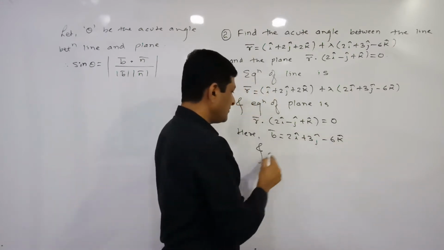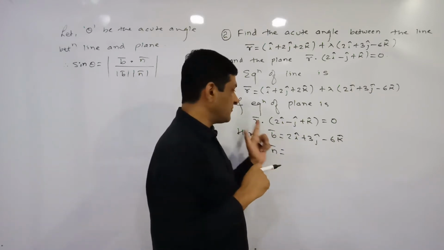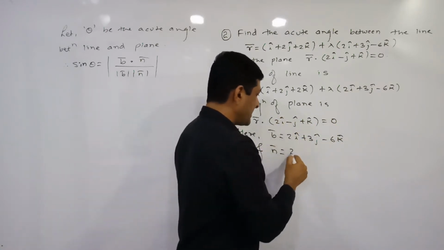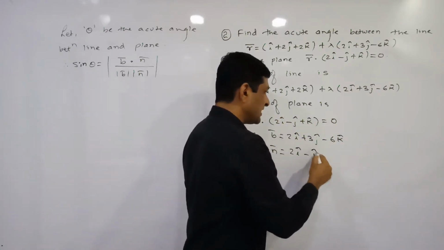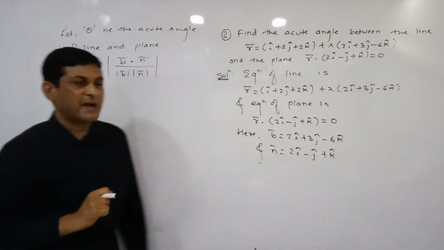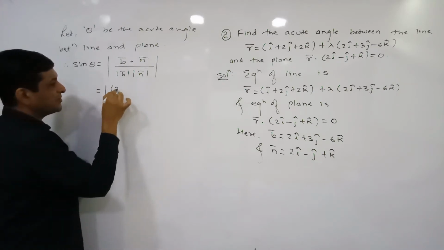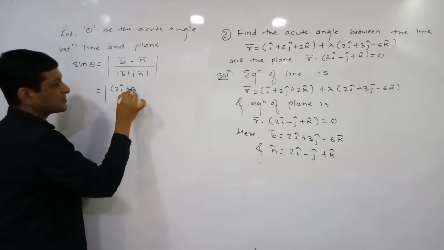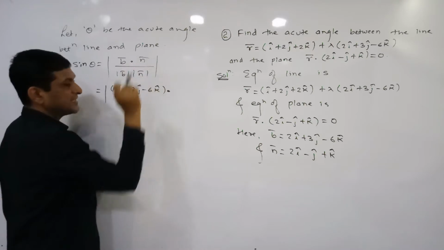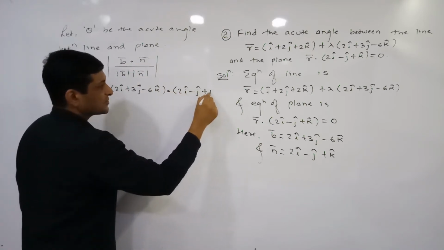And from the equation of plane we will get the value of n bar, because this equation is in the form of r bar dot n bar is equal to p. So what is the value of n bar here? 2i cap minus j cap plus k cap. Once these values are known, just substitute them in this formula. I am replacing b bar by its value, 2i cap plus 3j cap minus 6k cap, dot, then the value of n bar, 2i cap minus j cap plus k cap.